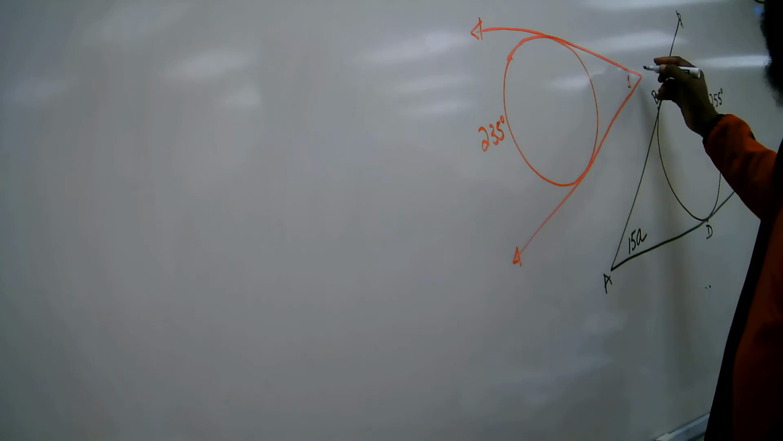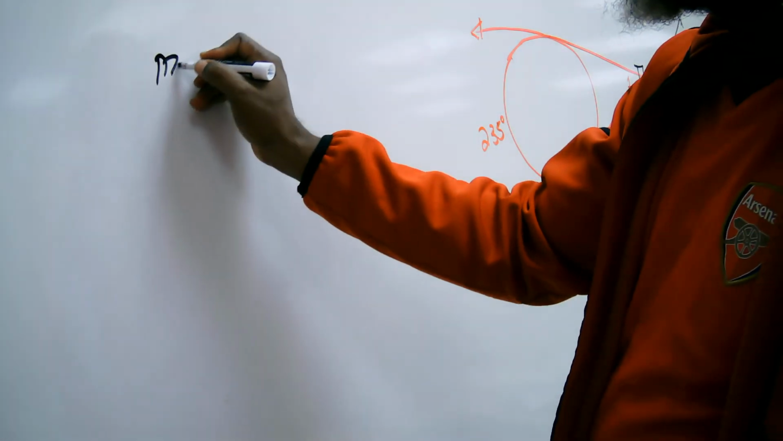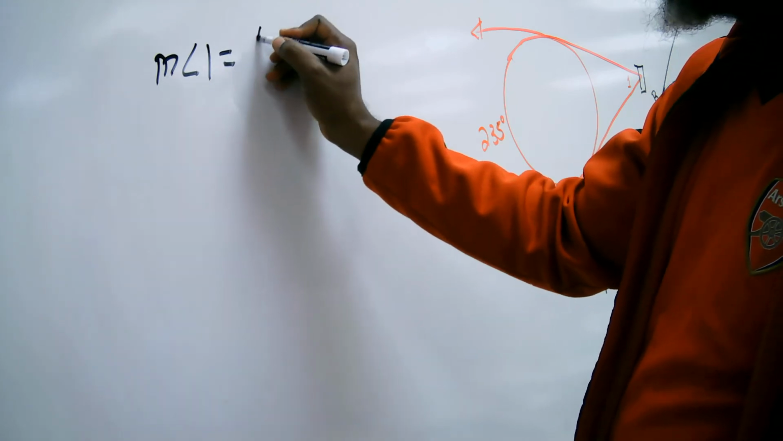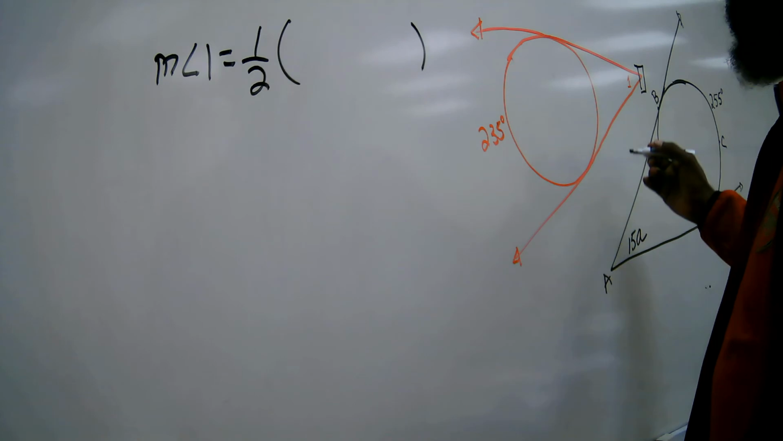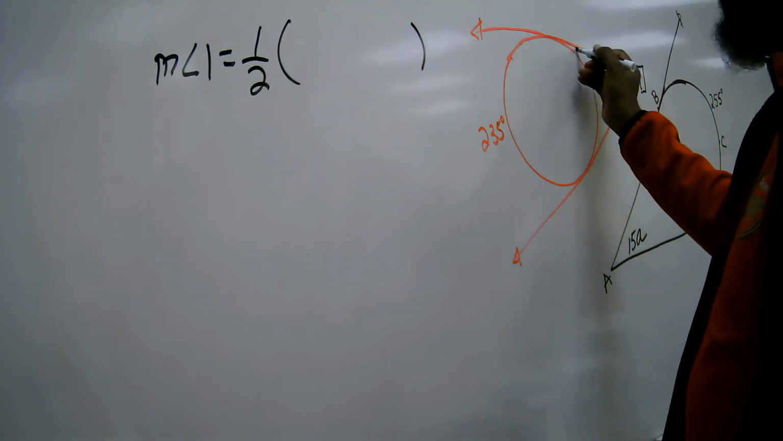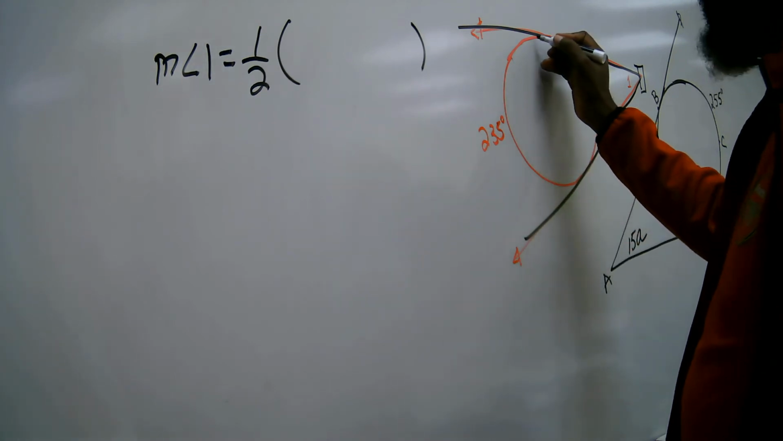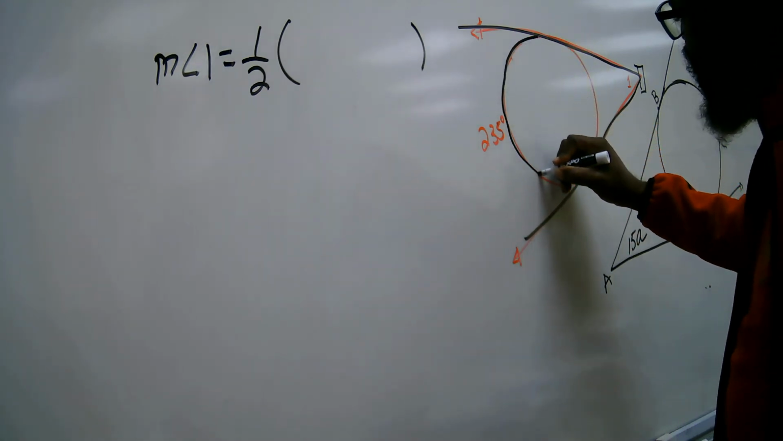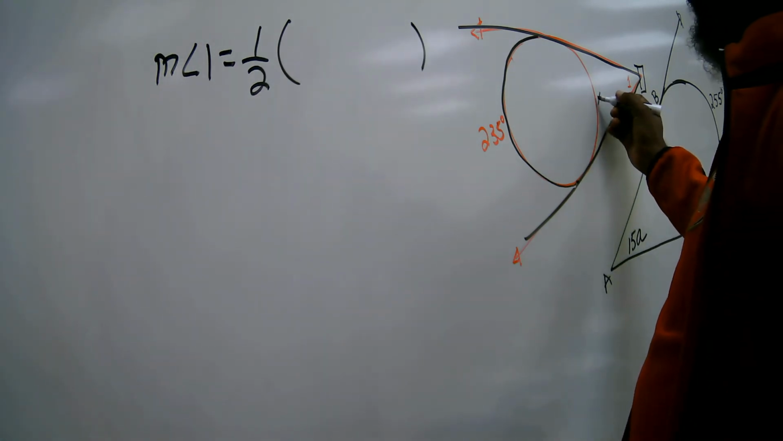So this is my second subangle. I'm looking for the measure of angle 1. So the measure of angle 1 is equal to 1/2, and I need to find the difference of the intercepted arcs. So those are the arcs that are formed. This is one of the arcs. Now I don't know this one, so I need to find that.